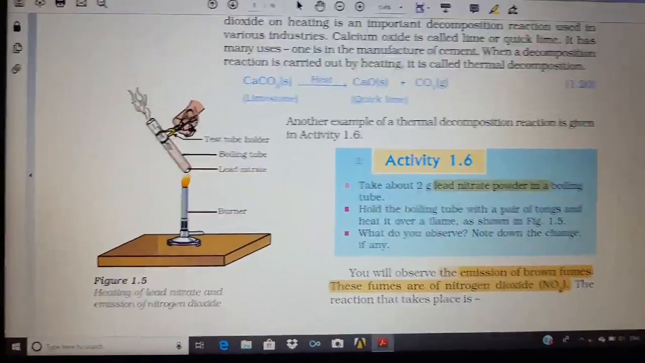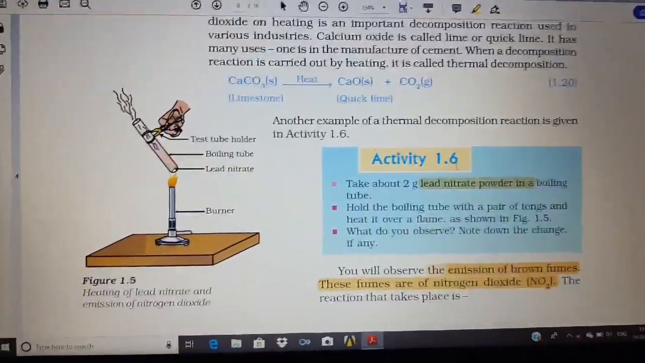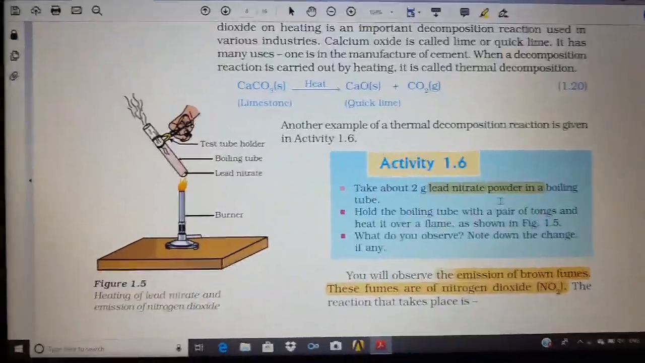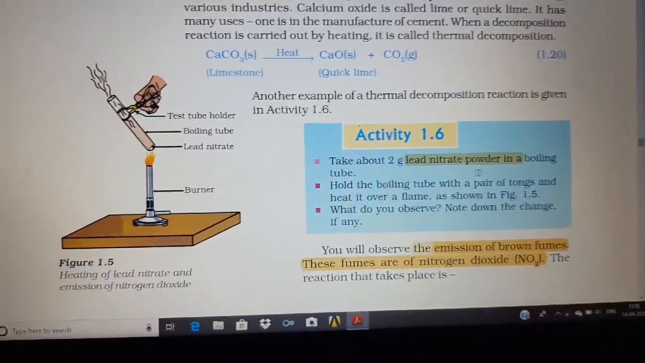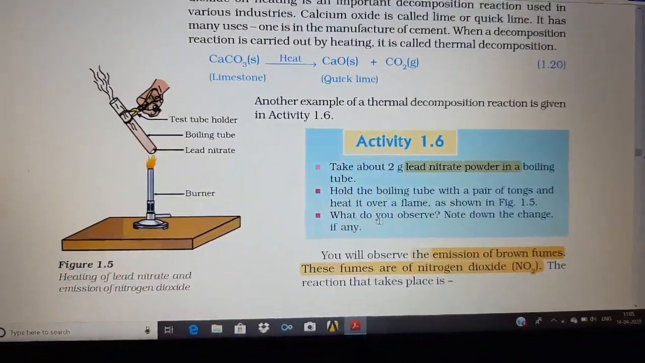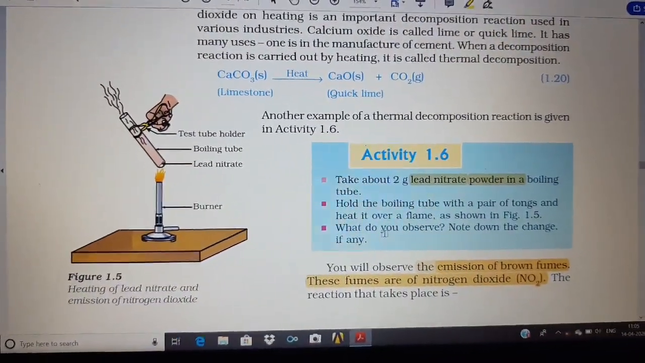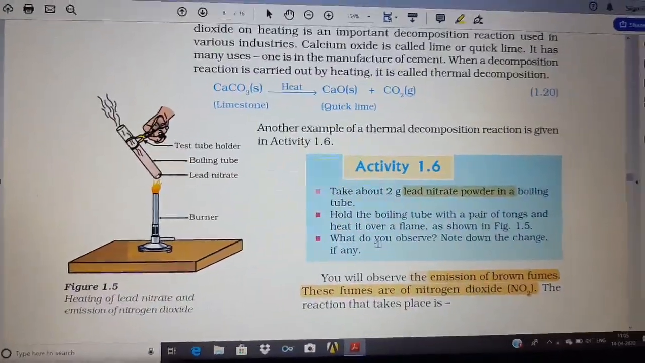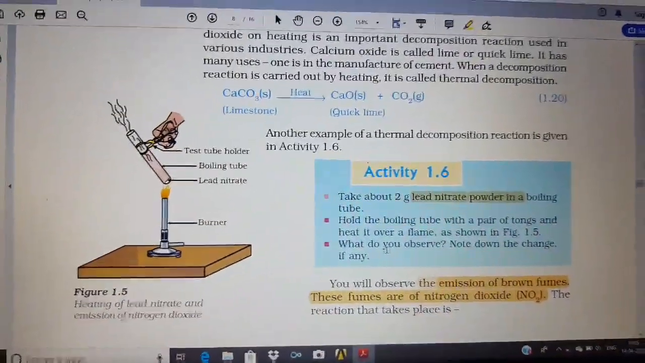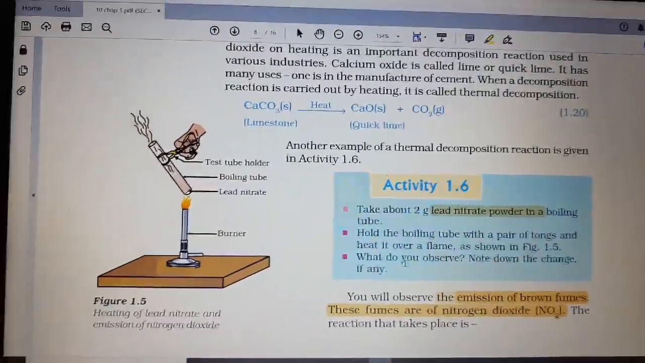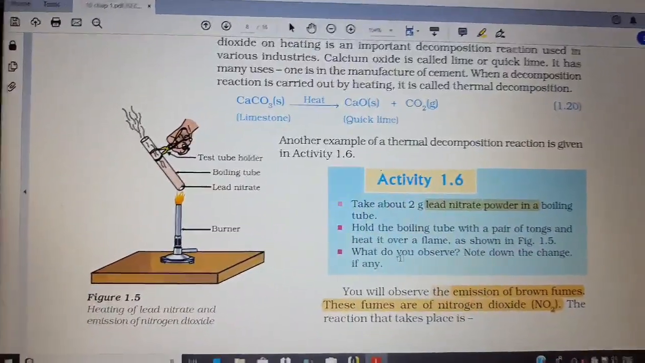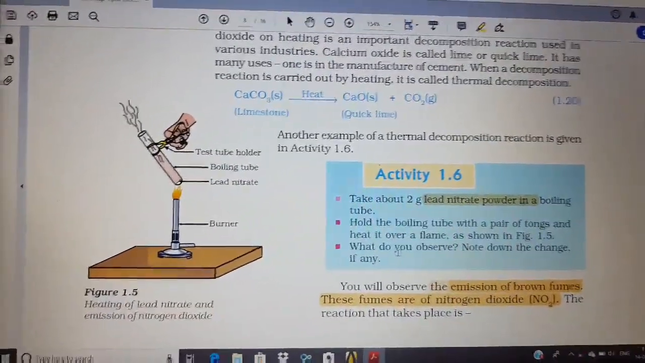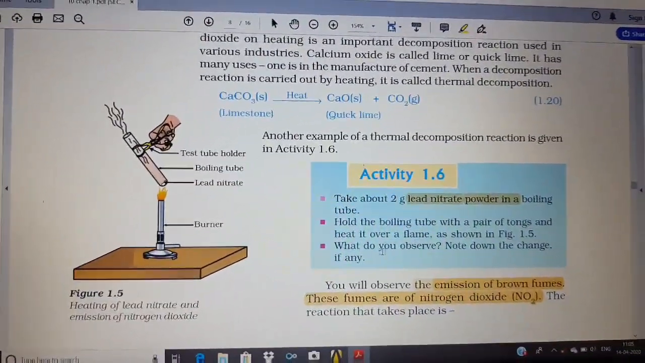For example, an activity is given in activity 1.6. Take about 2 gram of lead nitrate powder in a boiling tube. Hold the boiling tube with a pair of tongs and heat it. So you can see that decomposition actually means to break, and the definition of a decomposition reaction is to break a single reactant into two or more products. That is what a decomposition reaction means.